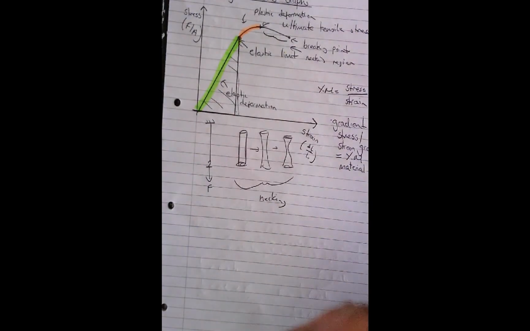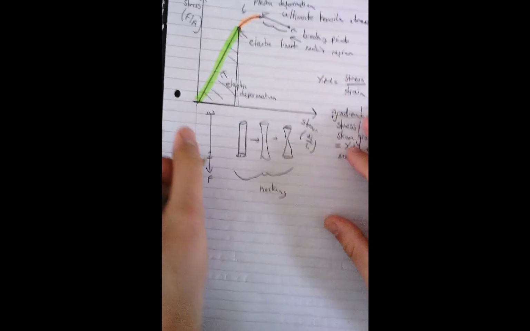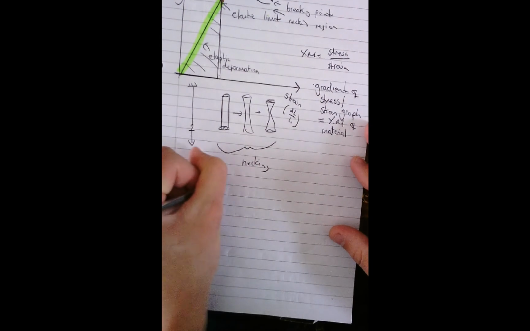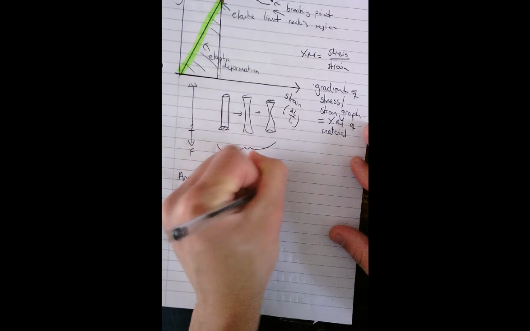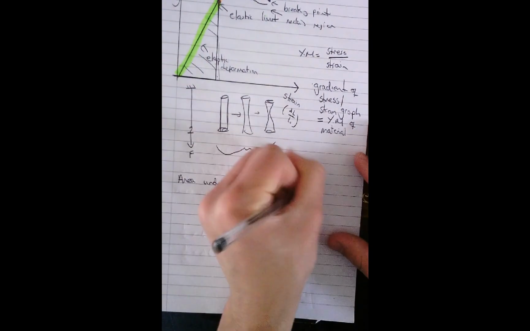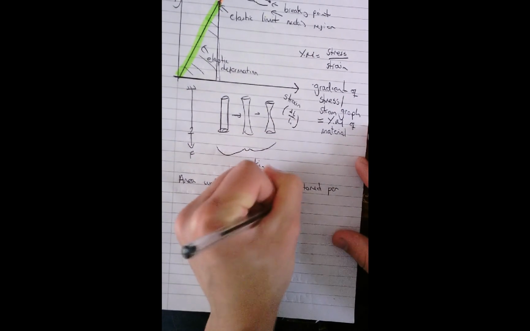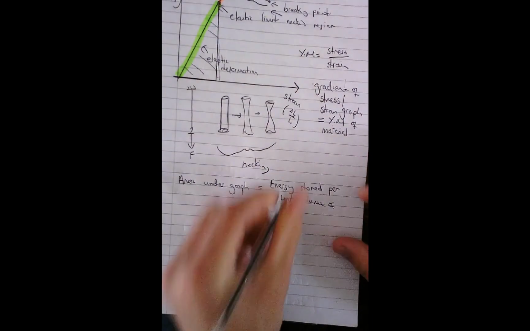In a similar way to our force extension graph, the area is to do with the energy stored, but specifically the area under the graph, in this case, is equal to the energy stored, again this is elastic potential, per unit volume of material.